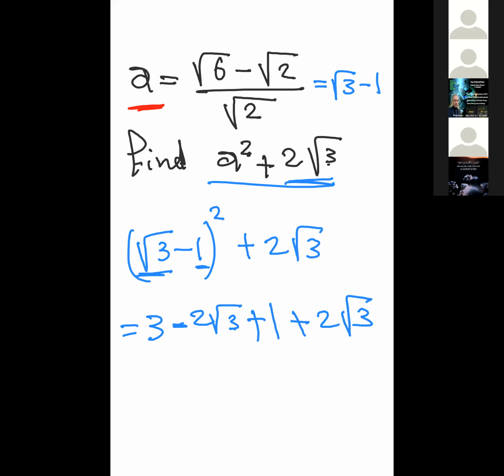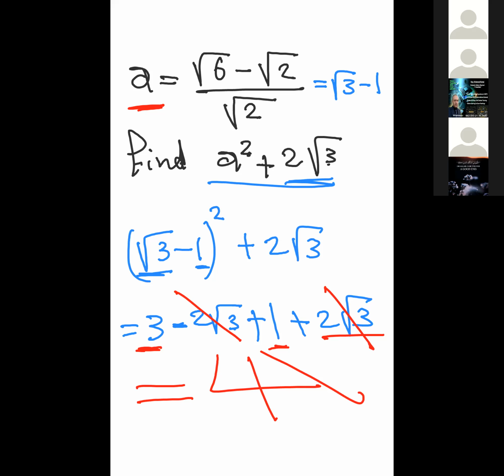Okay, now it becomes more clear. Positive 2 square root of 3, negative 2 square root of 3. 3 plus 1 means it will equal 4. Okay, guys, it's clear? Yes, clear. Okay, very good. Do you have any questions till now? No, thank you. All of you, are you sure? If there are any problems, we can repeat. No. Okay, very good.